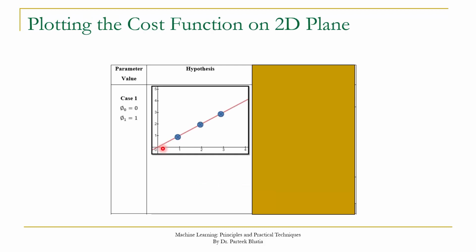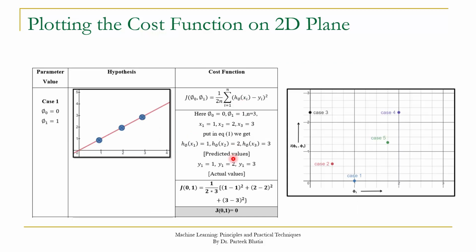So in this case, the constant is 0, the slope is 1. So our predicted line will fully overlap with the actual line. And if we apply the formula of the cost function, which is the average of the sum of square error difference: for the first instance, the predicted value is 1, actual is also 1. For the second, predicted and actual are the same, and again for the third instance, our predicted and actual values are the same. So the cost function will be 0 if phi naught is 0 and phi 1 is 1.